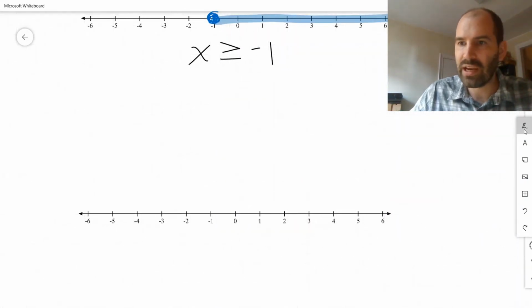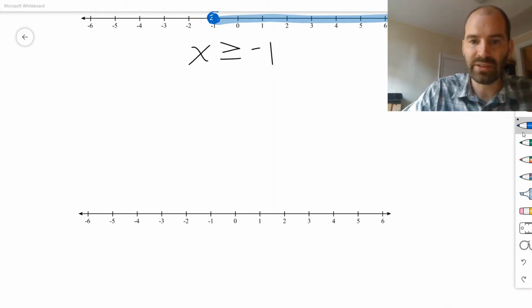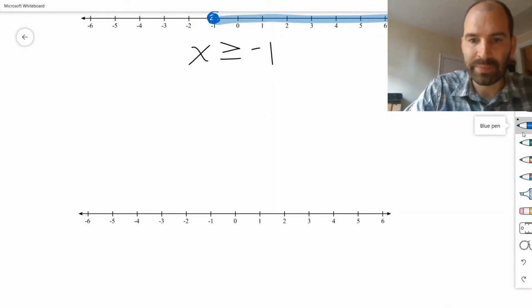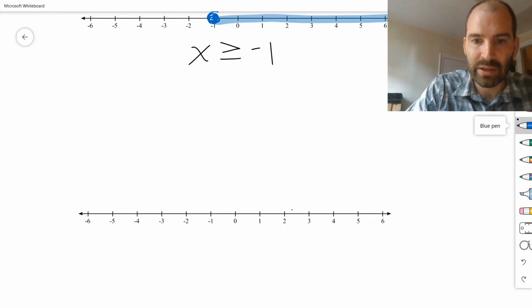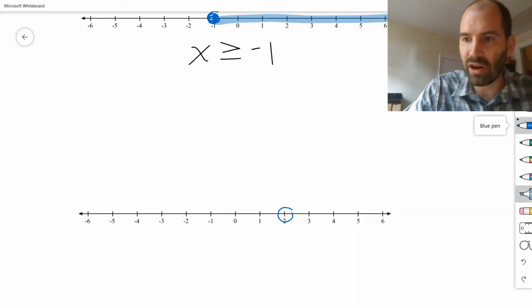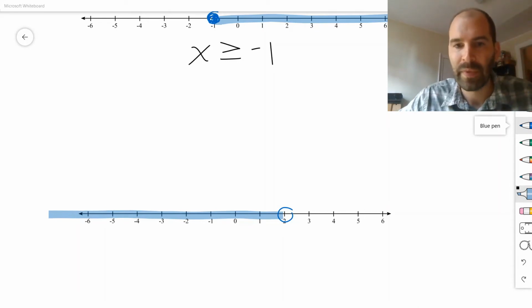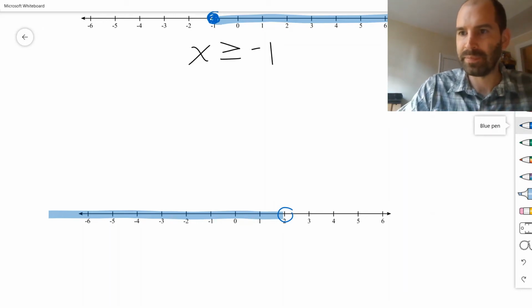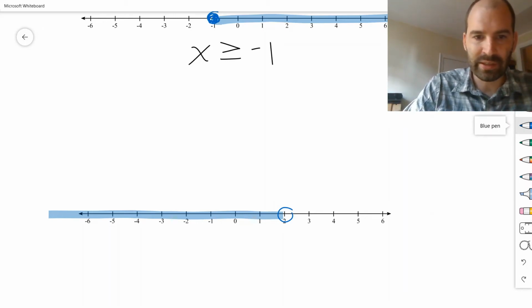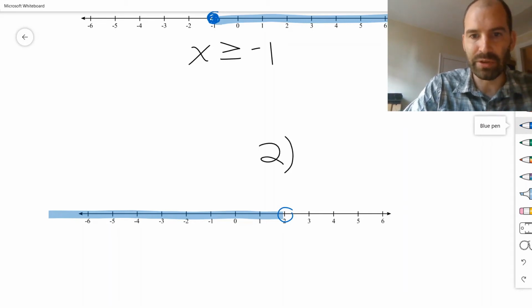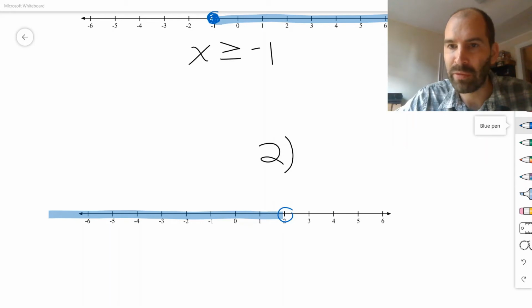And let me shade it in as follows. I'm going to go from, let's say, 2, and I'm going to shade off to the left. There we go. What interval notation would we use here? Well, on the right we have 2. It does not include 2, so I'm going to use a round bracket.